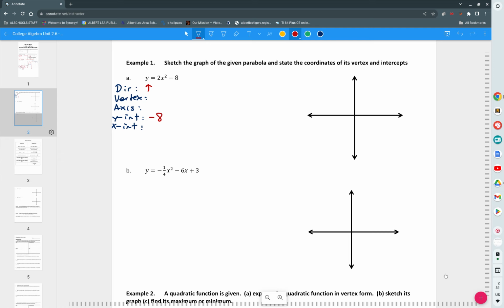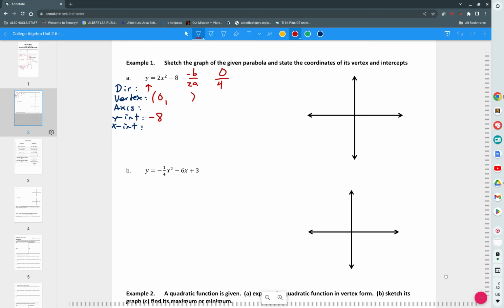All right. So I want to find the vertex. I take negative b and I divide it by 2a. All right? What is negative b in this situation? It is 0. Because there is no x term. B is the coefficient in front of x. Divided by twice the a value, or 4. And so you get 0. So the x value of the vertex is 0.